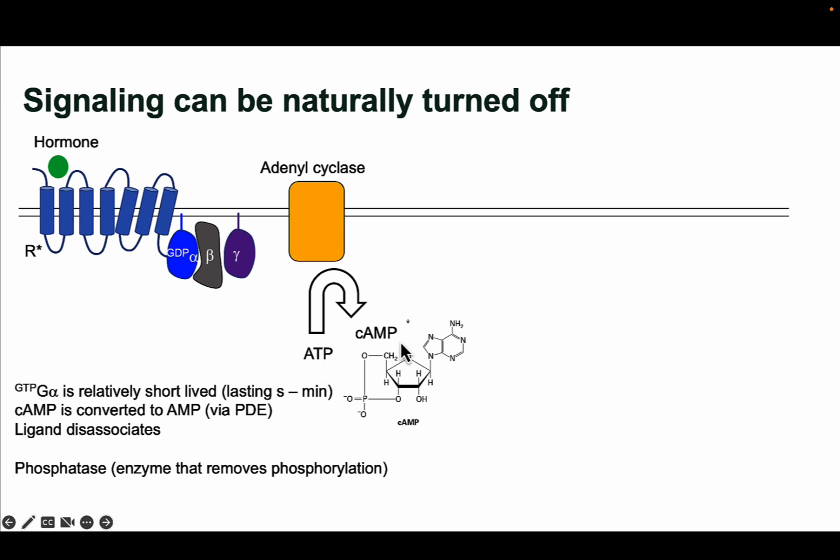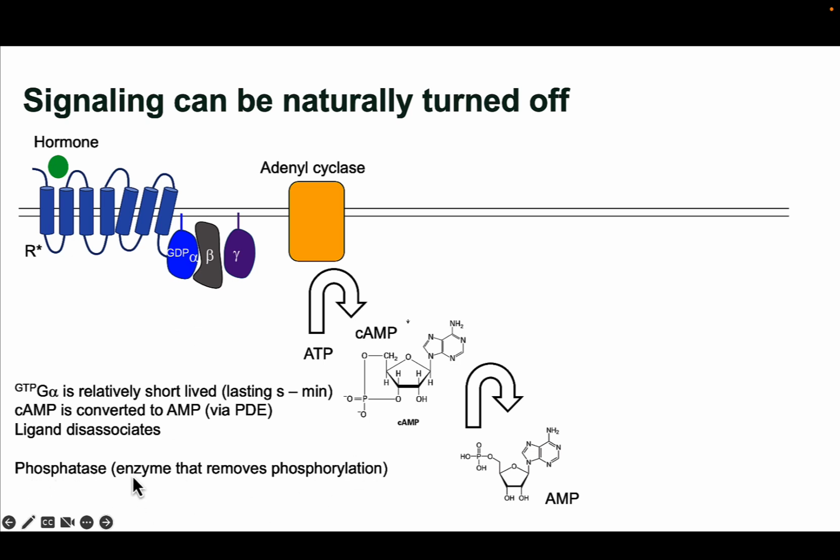The other way is that cyclic AMP can also be converted into an inactive product. So this is AMP, and so you can see that the cyclic portion has gone away. And this happens via an enzyme. Also, the hormone or ligand can dissociate from the receptor, and this would change its shape back so that it wouldn't be able to associate with the trimeric G proteins. So these are some ways that this pathway can be naturally turned off.